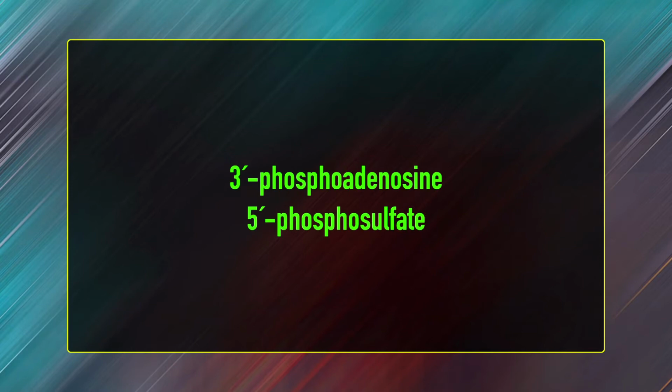3-phosphoadenosine 5-phosphosulfate. 3-phosphoadenosine 5-phosphosulfate serves as a coenzyme in sulfotransferase reactions that are essential for sulfation of proteoglycans and glycosaminoglycans, as well as for synthesis of sulfocerebrosides.